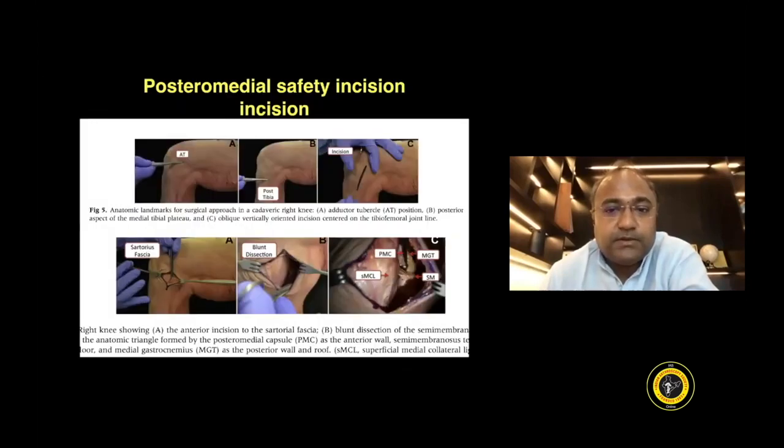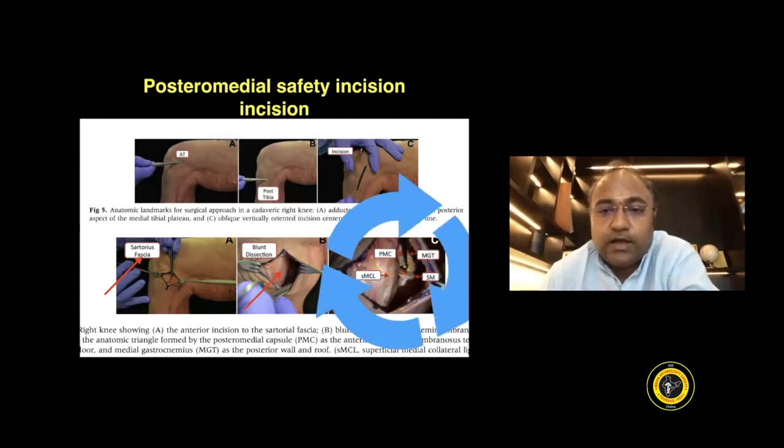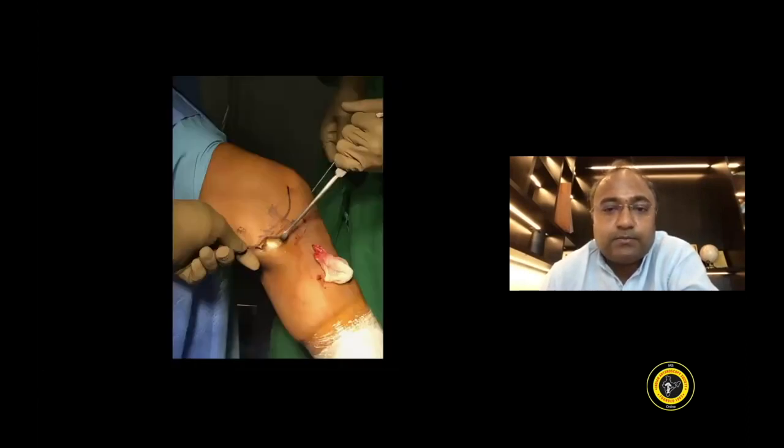The safety incision has been clearly guided to us by Robert LaPrade. You take a safety incision in the posteromedial area, incise the sartorius fascia first, do the blunt dissection, and go in the plane between, behind the superficial MCL. You have a triangle which is formed by the posteromedial capsule in front, the medial head of the gastrocnemius behind, and the semimembranosus inferiorly. Once you identify this triangle, place a spoon there. The hook probe is guiding you all throughout, which is the likely exit point of the needles.